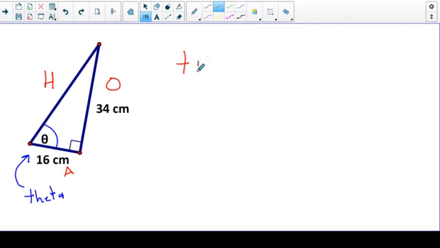I'll set this up just like before. Tangent of theta is equal to opposite over adjacent. So here opposite is 34 and adjacent is 16. I'm going to go ahead and divide these. So on my calculator, I'm just dividing 34 divided by 16. I'll bring the rest of this down. So 34 divided by 16 gives me 2.13, and I'm almost done here. I have tangent of theta is equal to 2.13.